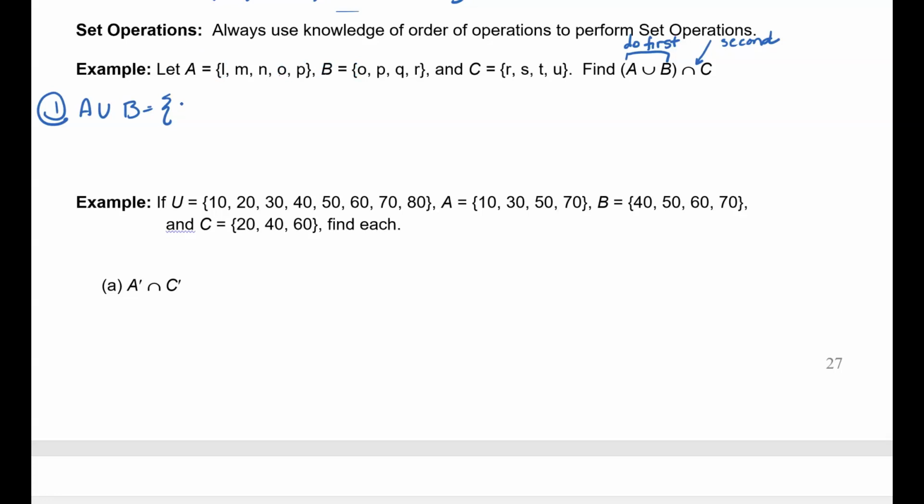So I'm going to write down L, M, N, O, P, and then Q and R. Now I write them in order, but you don't have to. The order really doesn't matter. I like to order because it helps me do the problem. It makes more sense in my brain, but it's not necessary. And on Connect, you should be able to write your answers in any order and still get marked correct. And then lastly, we're intersecting that with C.